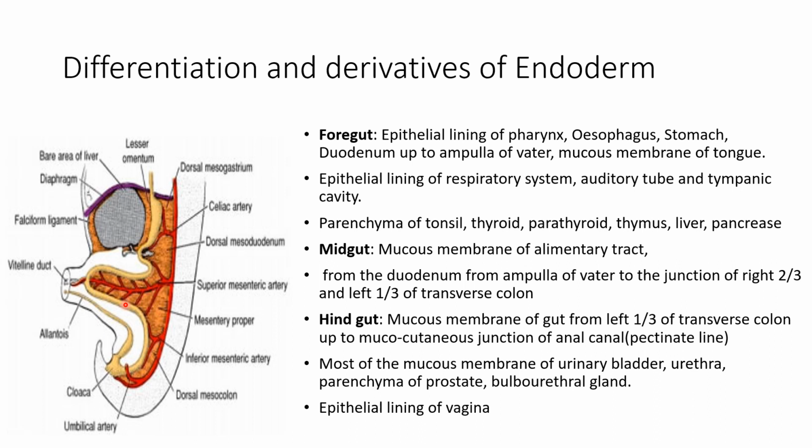Now the hindgut derivatives are mucous membrane of the gut extending from left one third of the transverse colon up to the mucocutaneous junction of the anal canal. So the mucocutaneous junction is marked by pectinate line. So up to the pectinate line, the alimentary tract develops from the hindgut. Also the mucous membrane, most of the mucous membrane of urinary bladder, urethra, then the parenchyma of prostate, parenchyma of bulbourethral gland, then the epithelial lining of the vagina. These are all endodermal in origin.